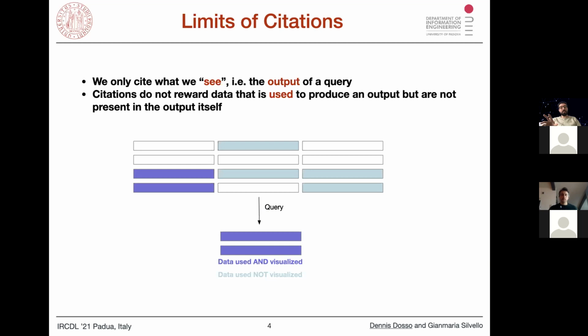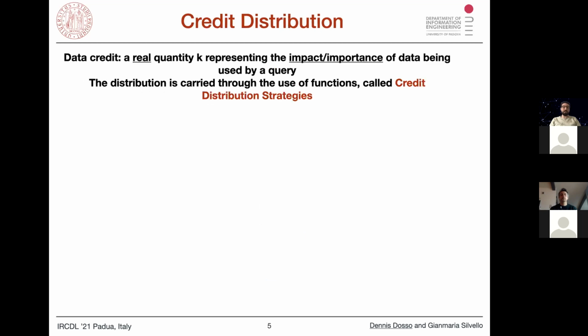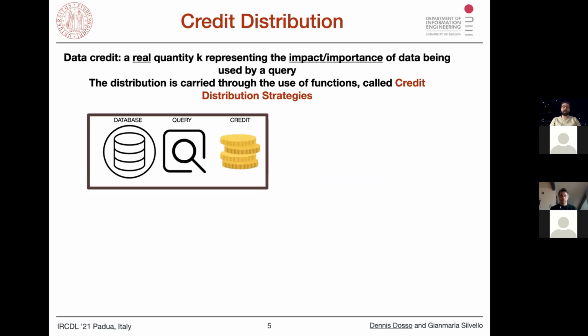So those data and all the authors and data curators that have worked on those data do not receive any citation, or more in general, any form of reward for their work. So what can we do about this? This is our idea to try to overcome this limitation: credit, and data credit distribution.